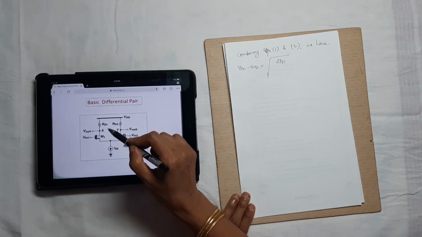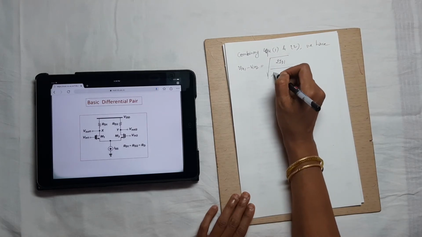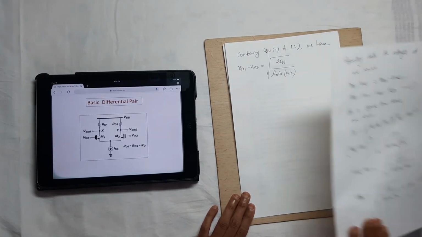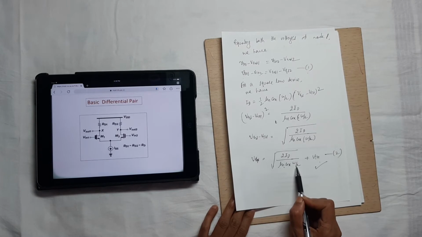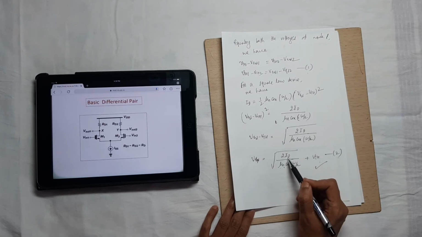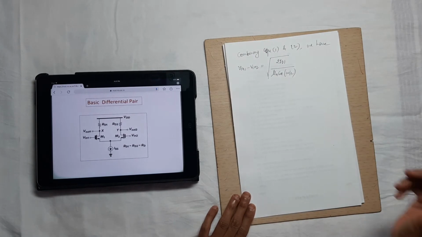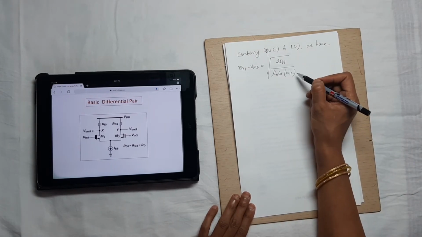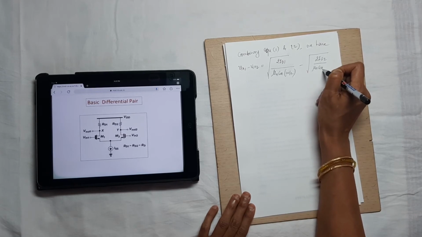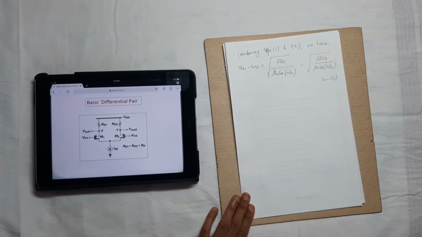2ID1, because ID1 is the drain current flowing here and ID2 is the drain current flowing here. 2ID1 divided by mu n Cox W by L. It is the same equation of 2ID by mu n Cox W by L. Since this is ID1 and this is ID2, we differentiate those two expressions by giving ID1 and ID2, and VTH will cancel out. So I write it as square root of 2ID1 by mu n Cox W by L minus square root of 2ID2 divided by mu n Cox W by L. Let us call this equation number 3.